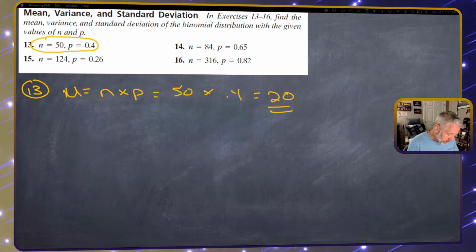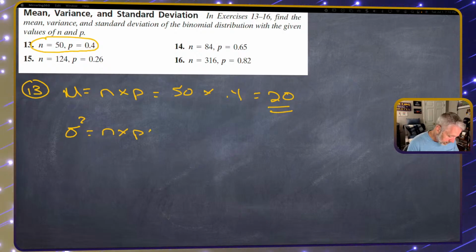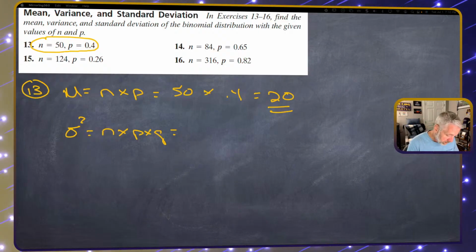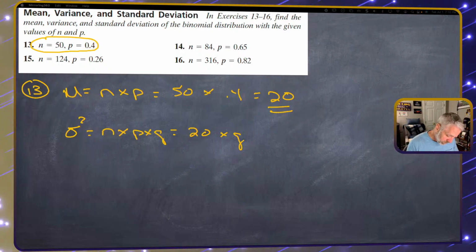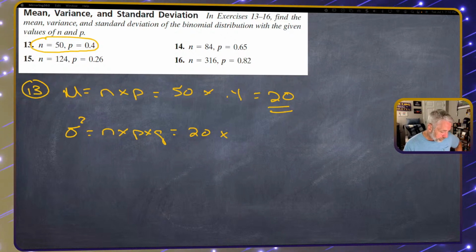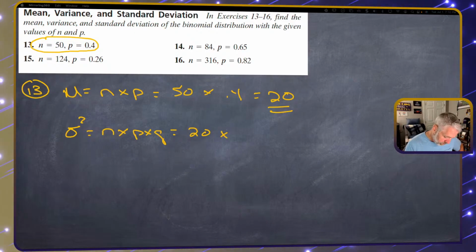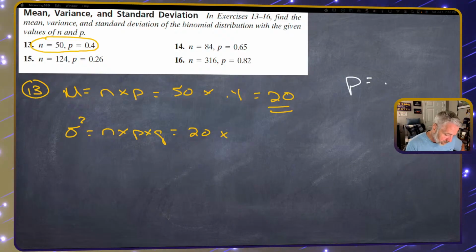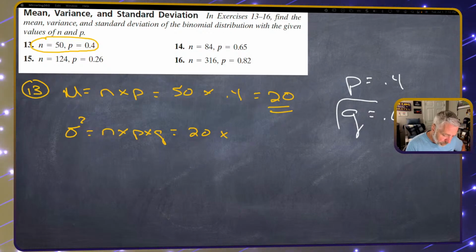If I'm looking at number 13 for the variance, that's just going to be n times p times q. Well, we already know n times p, right? That's 20, and then it's going to be 20 times q. If you know what the probability of success is, in other words 0.4, then the probability of not success is whatever's left, which is 0.6.